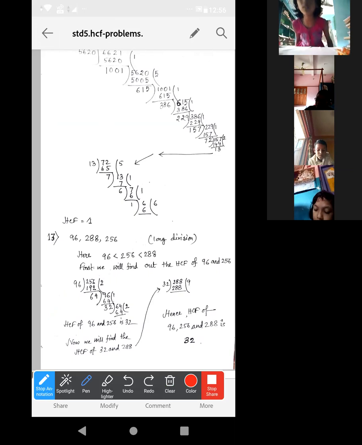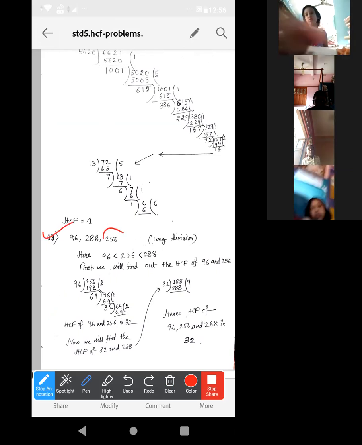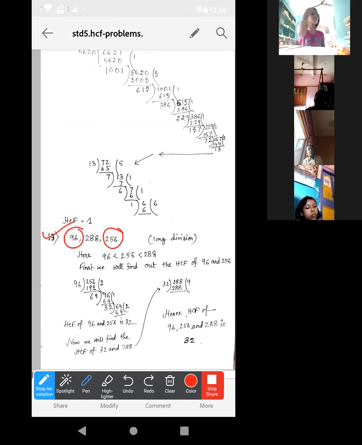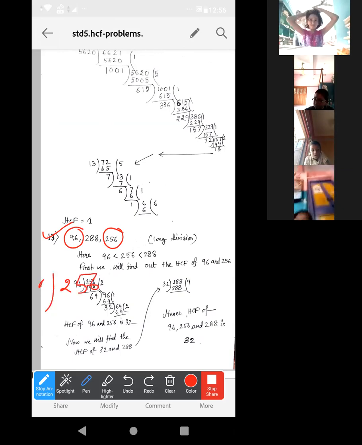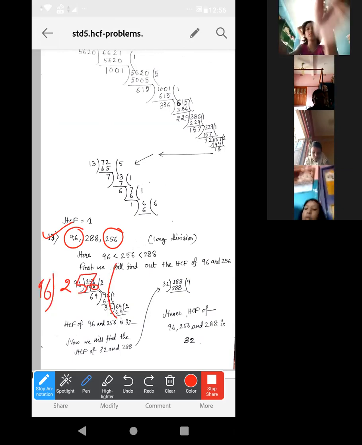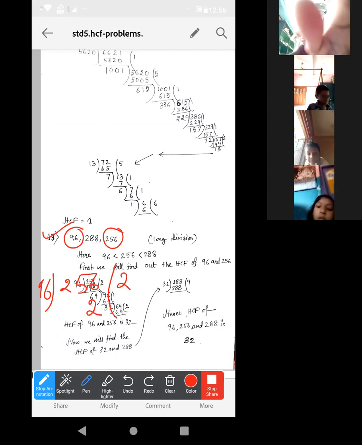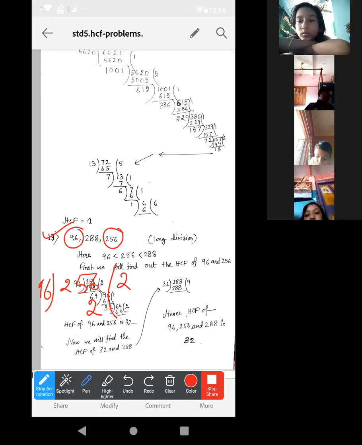Look at this number 13. I am explaining again. First, we have to divide this 256 by 96. By 2, it will go: 2 6s are 12, carry 1, 9 2s are 18 plus this 1, 19, 192.